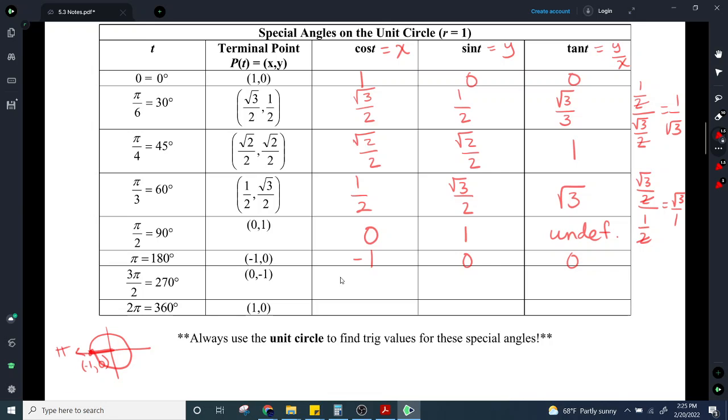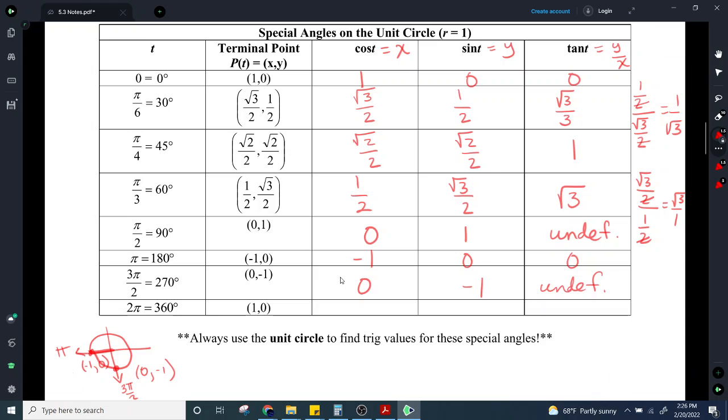3 pi over 2, where is that? First of all, 3 pi over 2 is down here. So down on the negative side of the y-axis, your point is (0, -1). So your cosine value there is 0. Your sine value is -1. Your tangent value would be what? Think about it. It'd be y divided by x. So if I have -1 divided by 0, again, that would be undefined.